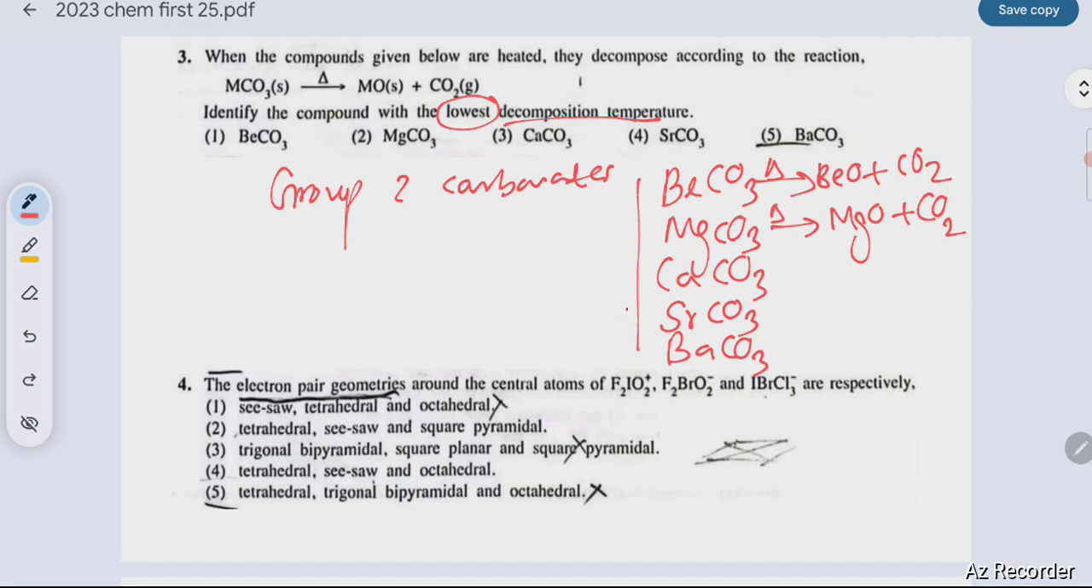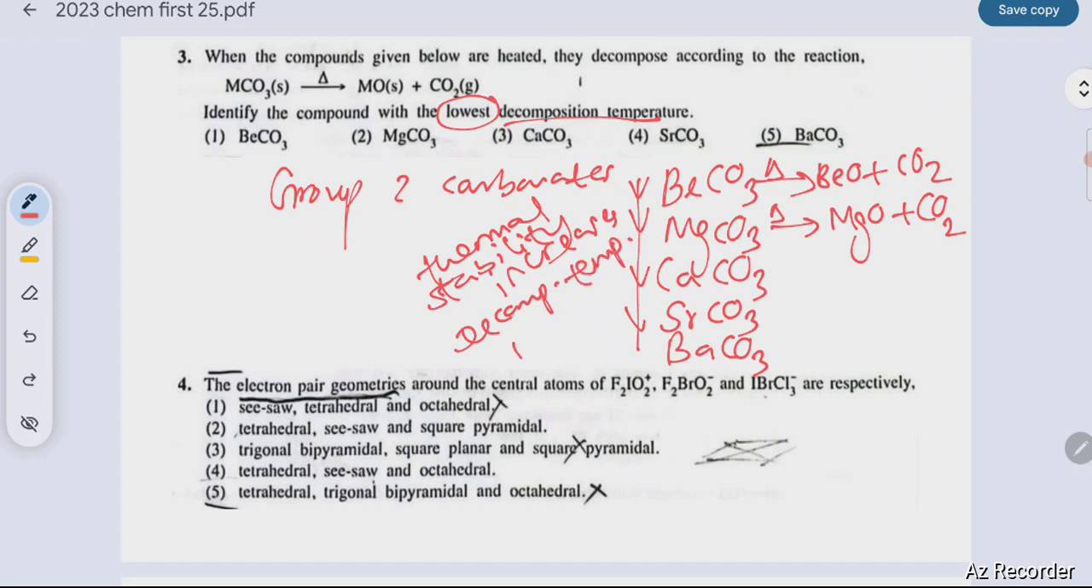We know that down the group, thermal stability increases, therefore the decomposition temperature increases. So what is the compound which has the lowest decomposition temperature? That is beryllium carbonate. So the answer is 1. Answer 1. Right?